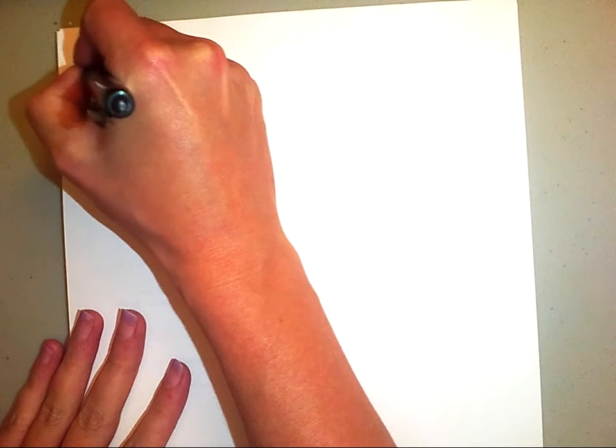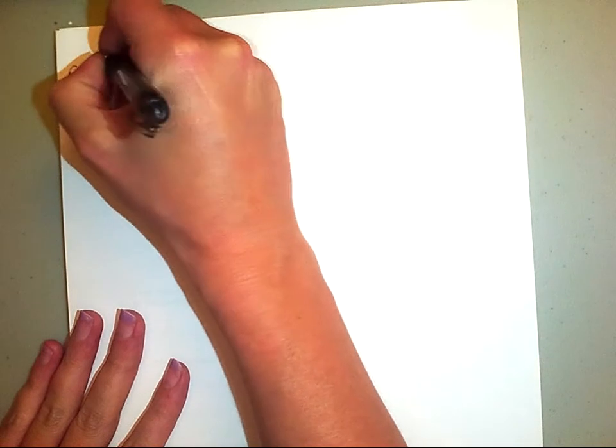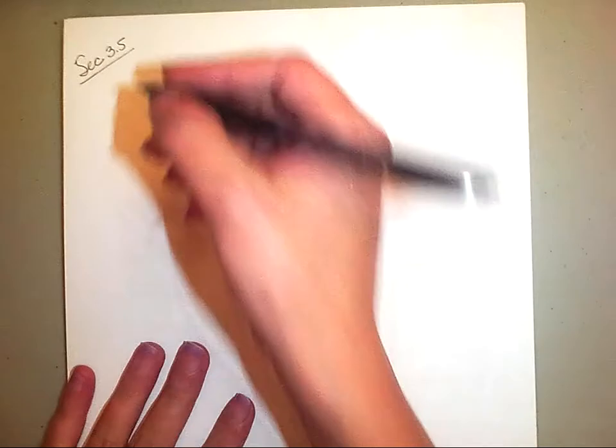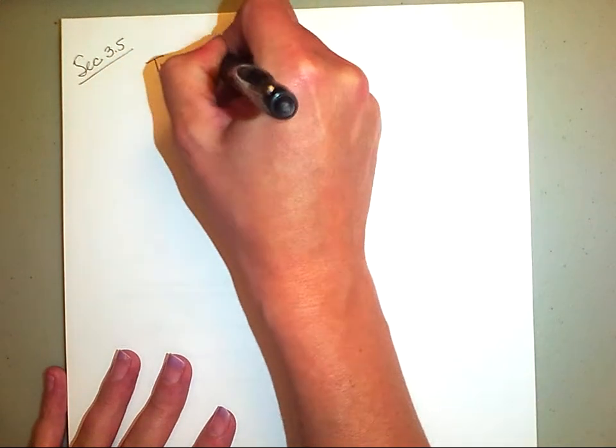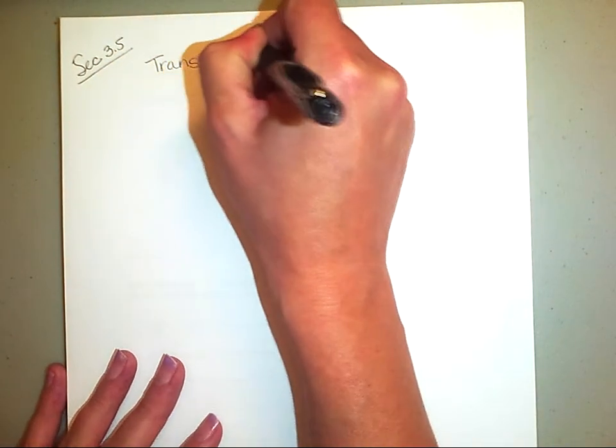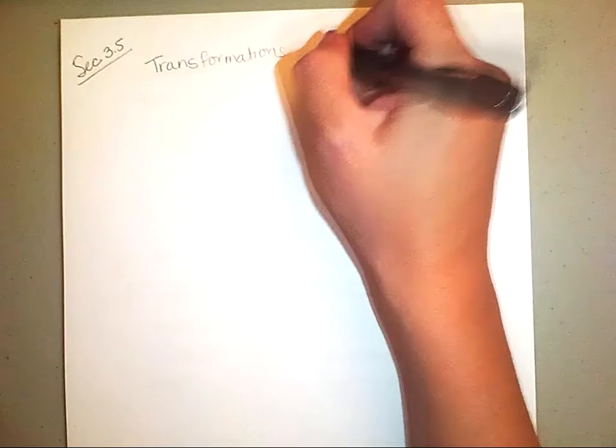Okay, today we talk about section 3.5, and in this section, knowing your parent functions is going to be very important. So if you already have those done, that's great, and if not, let's get them done by the end of this section, okay? Because in this section, we're going to talk about transforming them. So this is transformations of functions.